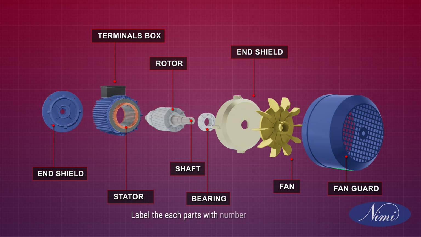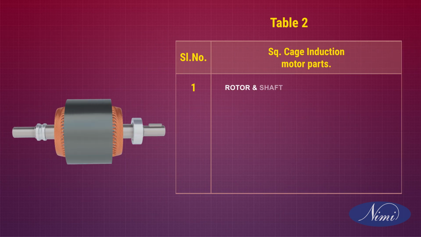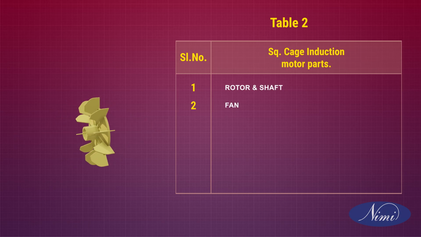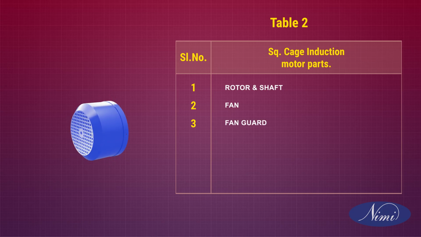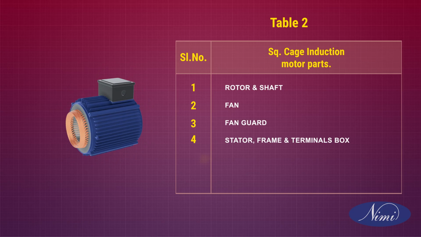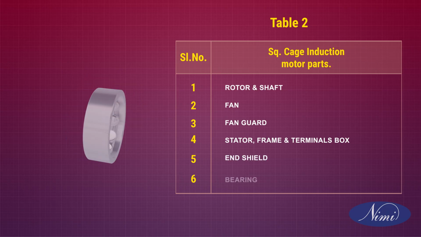Label each part with a number and write the name of the parts. Table 2. Rotor and shaft. Fan. Fan guard. Stator, frame and terminals box. End shield. Bearing.